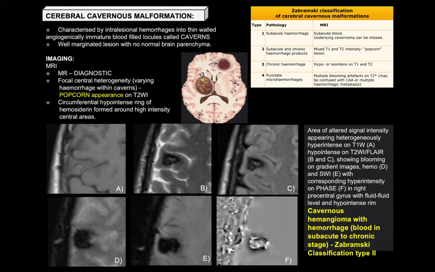Cerebral cavernous malformations are characterized by intralesional hemorrhages into thin-walled, angiogenically immature blood filled spaces. Imaging characteristics include a characteristic focal central heterogeneity or popcorn appearance on T2 with a circumferential hypointense ring of hemosiderin formed around the high-intensity central areas.